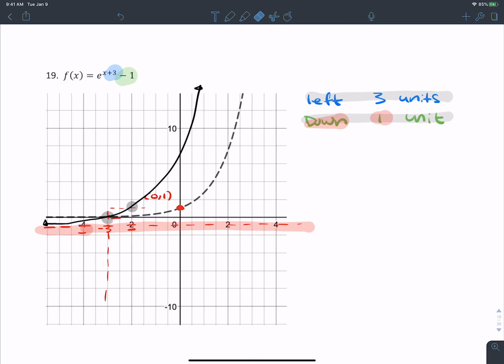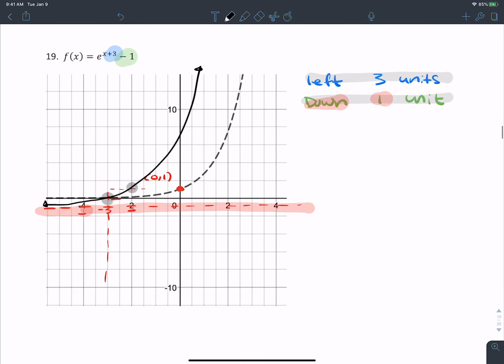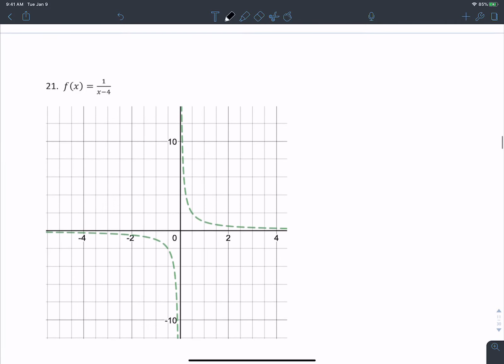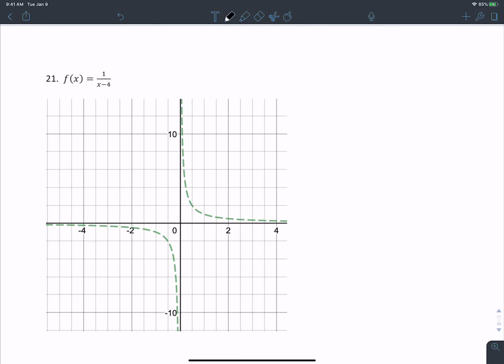But at the end of the day, you essentially need that curve. So this is how we handle 19. Now 21, we have to remember this curve here.